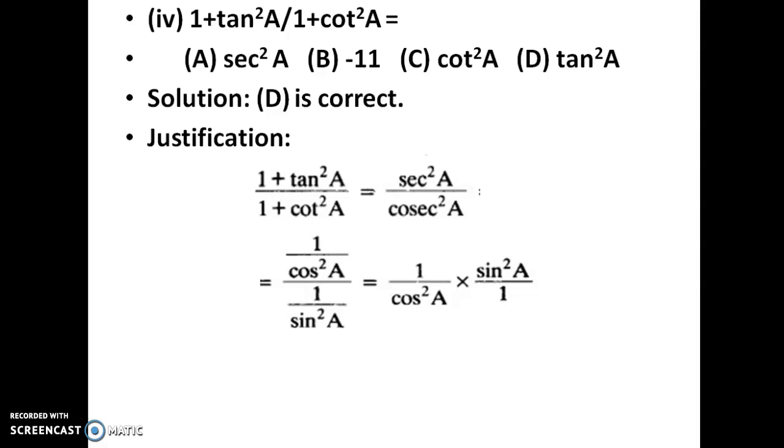Then what is secant A? It is 1 by cos A, no? So it can be written as 1 by cos square A and 1 by sin square A. Okay. Now take this reciprocal to the multiplication. Okay. So 1 by cos square A into sin square A by 1. Okay. So this can be written as sin square A by cos square A. What is sin by cos? It is tan. Okay. So the final answer we will get, it is tan square A. So that is option D is correct.